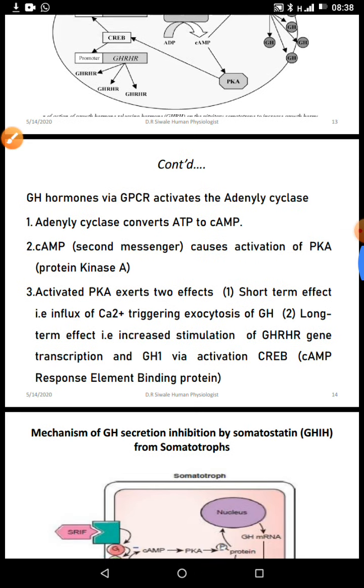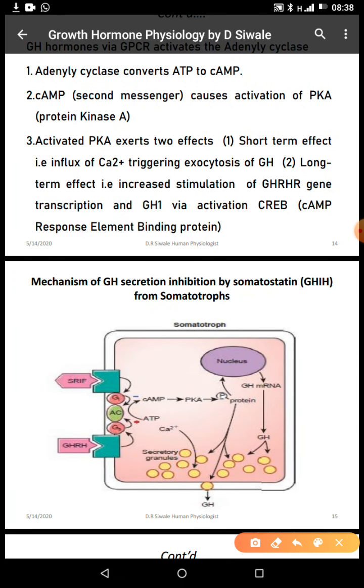Okay. Now, in terms of inhibition, we said that factors like increased glucose concentration, obesity, somatostatin, they'll inhibit the secretion of growth hormone. What's the mechanism? The mechanism by which these factors inhibit is just to inhibit the activation of adenylyl cyclase to cyclic AMP. Therefore, there will be less production of cyclic AMP.